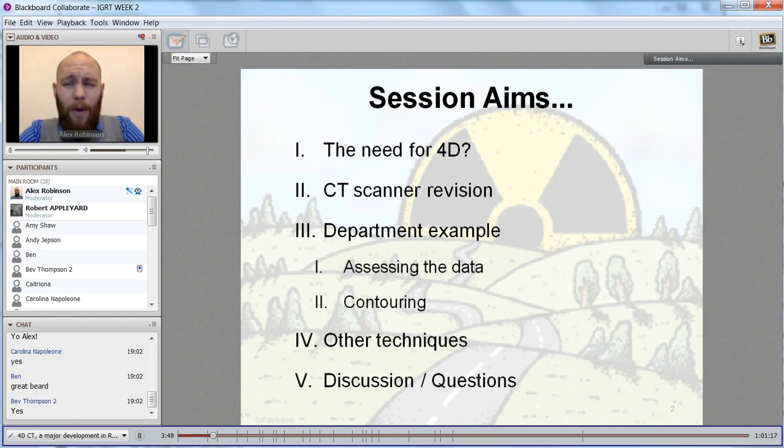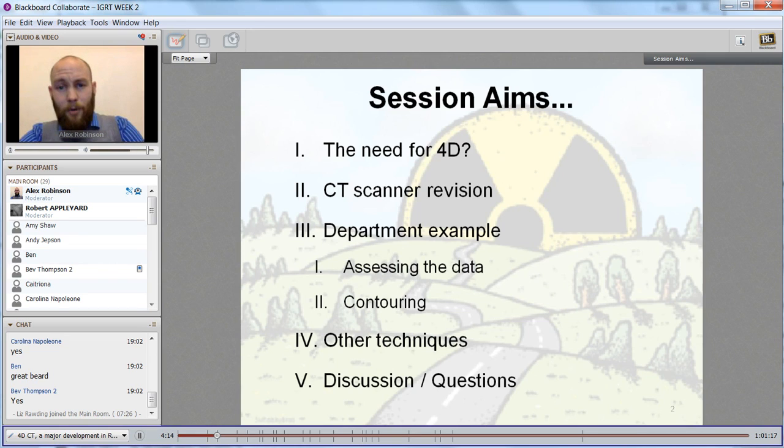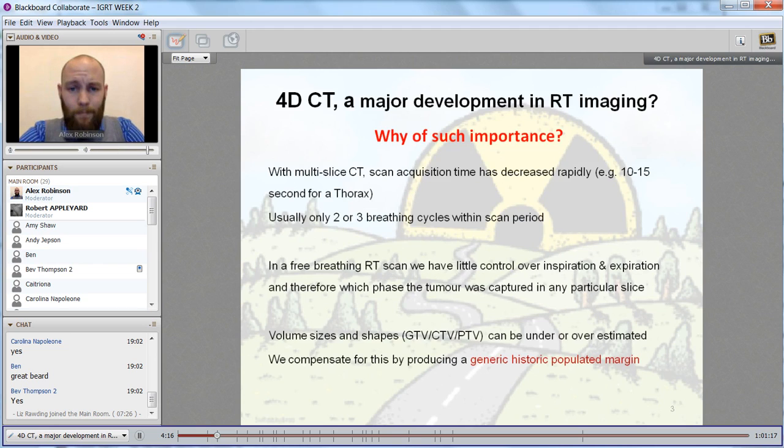I'm going to be looking at how we actually get the 4D data, what happens to that data once us, the radiographers, have completed the scan, and I'll very briefly mention some of the other techniques that are also out there. And then, as always, we'll have a nice discussion. Any questions, as Rob said, please feel free to type away. Being a typical man, I can't generally multitask, but hopefully someone will pick them up as we go through.